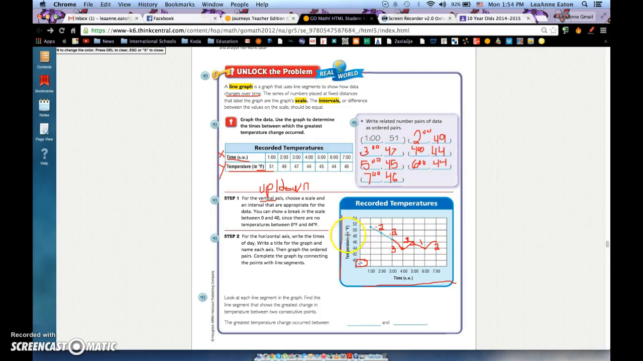The greatest change is the one that has the 3, because the rest are 1s and 2 degrees. So the greatest temperature change occurred between 3 o'clock and 4 o'clock. Between 3 and 4 a.m. Okay.